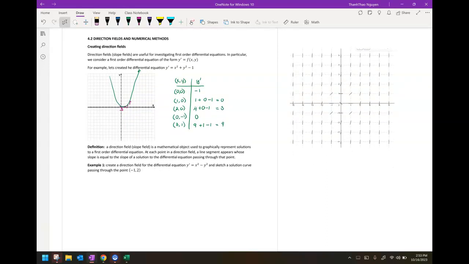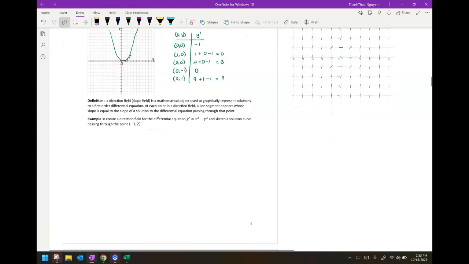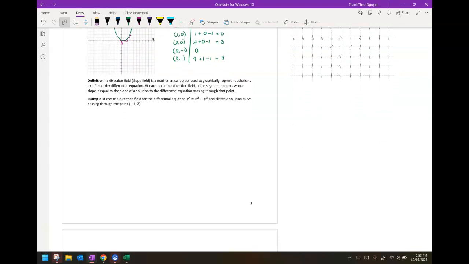A directional field, or slope field, is a mathematical object used to graphically represent solutions to a first-order differential equation. At each point in the direction field, a line segment appears whose slope is equal to the slope of the solution to the differential equation passing through that point. So let's create the direction field for the differential equation y prime equals x squared minus y squared, and sketch the solution curve passing through the point negative 1, 2. So we go ahead to GeoGebra and we will sketch that curve.